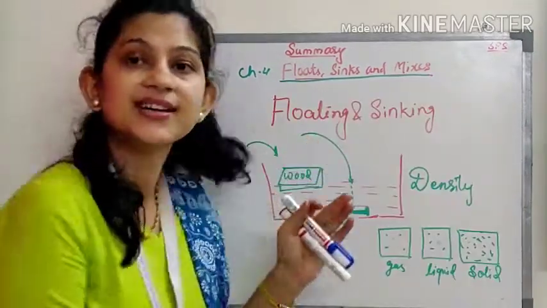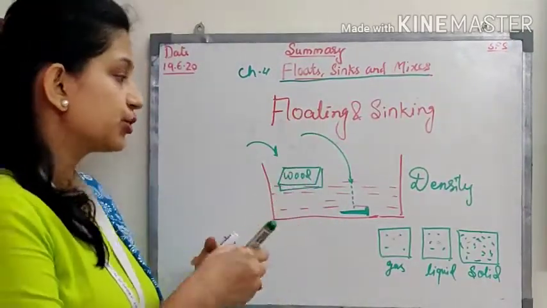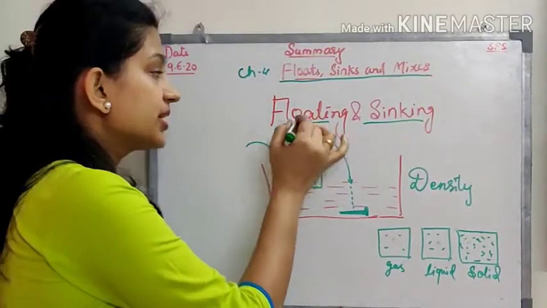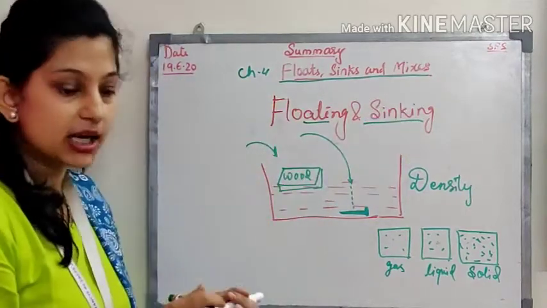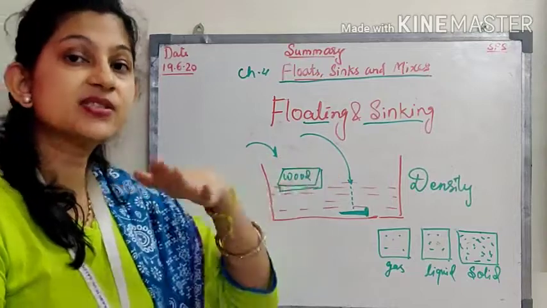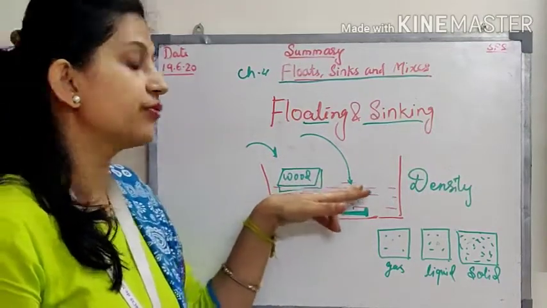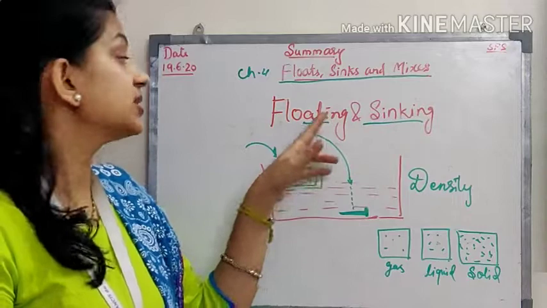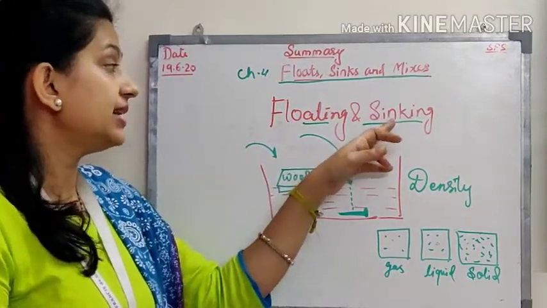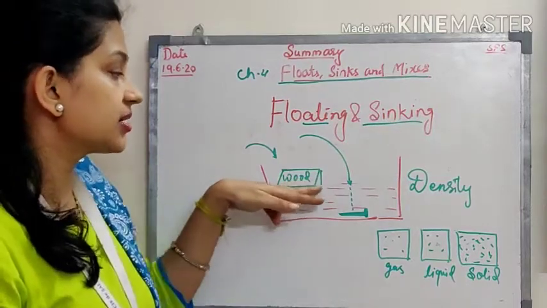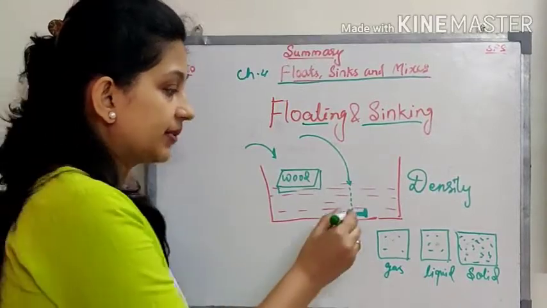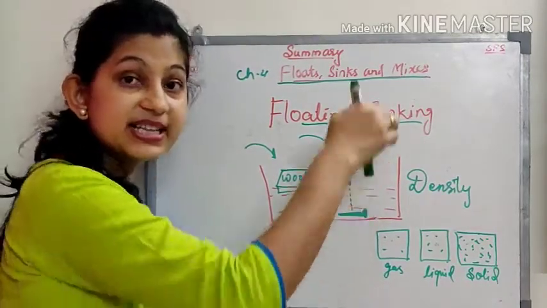Okay, students. Now coming to the concept of floating and sinking. What actually is floating and what actually is sinking? When you put any substance on water, if that substance remains on the surface of water, we say that substance is floating, or has the capability of floating. And when any substance, instead of remaining on the surface of water, goes down to the bottom and settles there, we say that substance has sunk down.